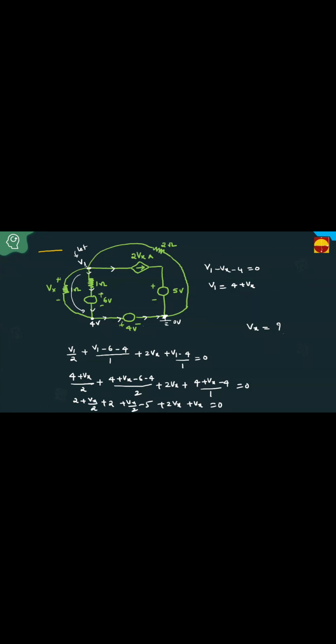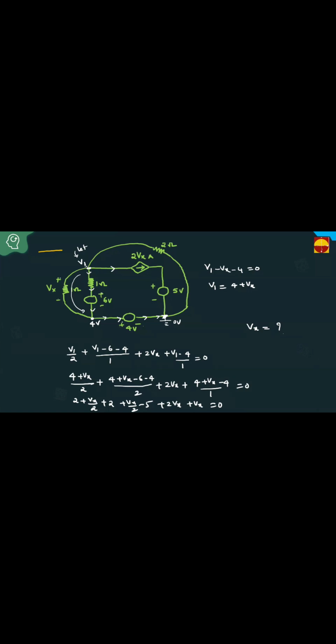V1 equal to 4 plus Vx. You substitute in that item. That is 2 plus Vx by 2 plus 2. That 4 plus Vx I substituted. Minus 6 minus 4 minus 5. That is 2 plus Vx by 2. This is 2Vx. V1 equal to 4 plus Vx minus 4. That is Vx. Are you getting the same answer or not?